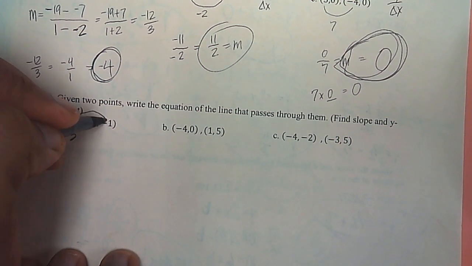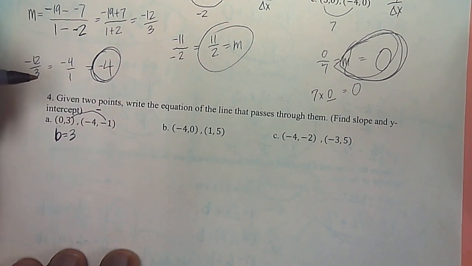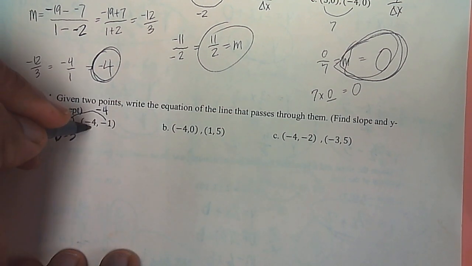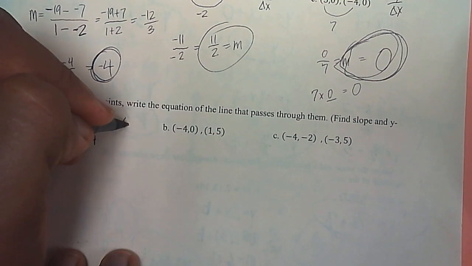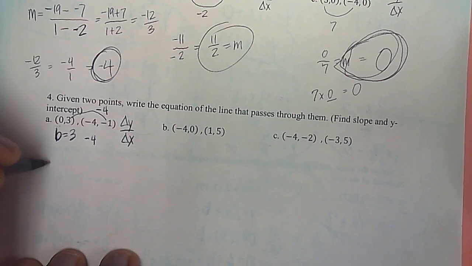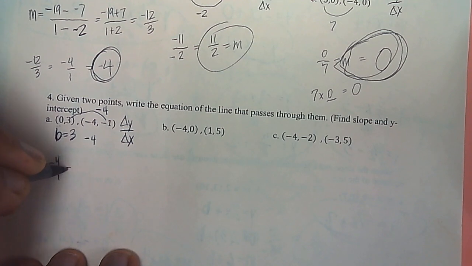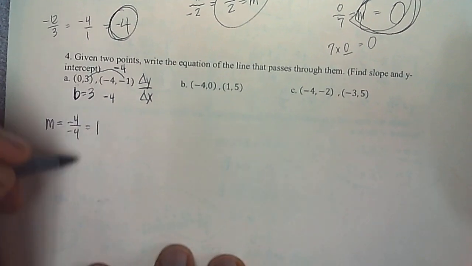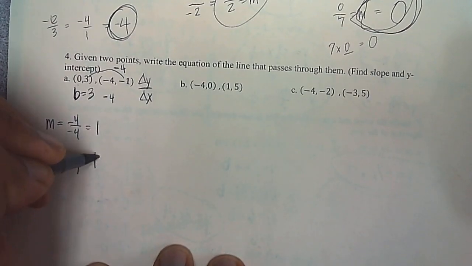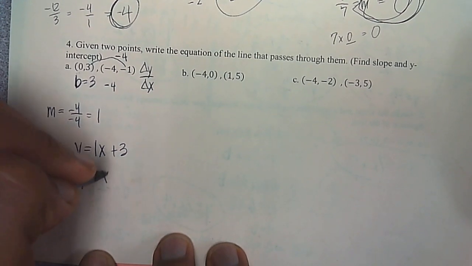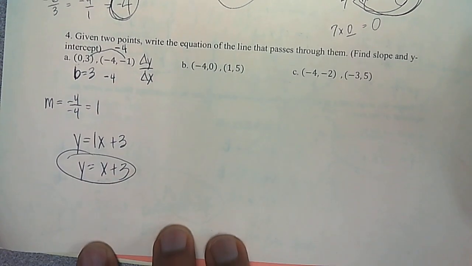So from 3 to -1, you're going to have to go back 4. 0 to -4, you're going to have to go back 4. So change in y over the change in x, your slope is going to equal -4 over -4, which is 1. So y equals 1x plus 3, which is the same as y equals x plus 3. Let's go.